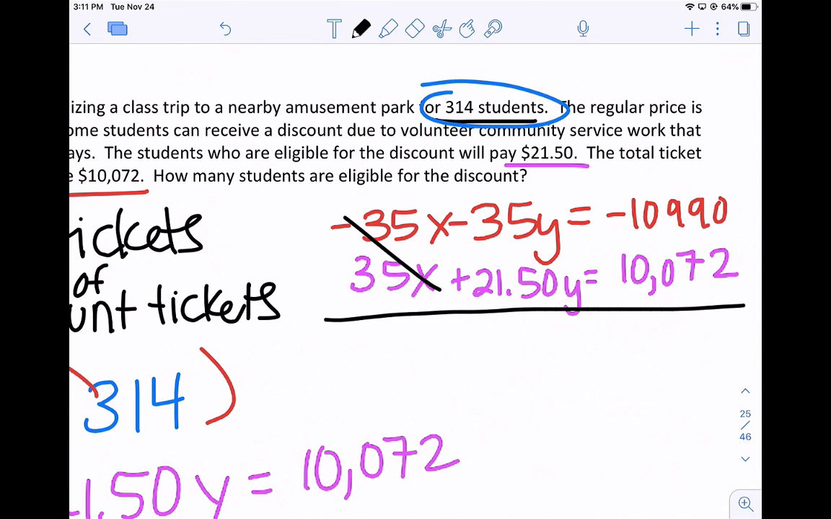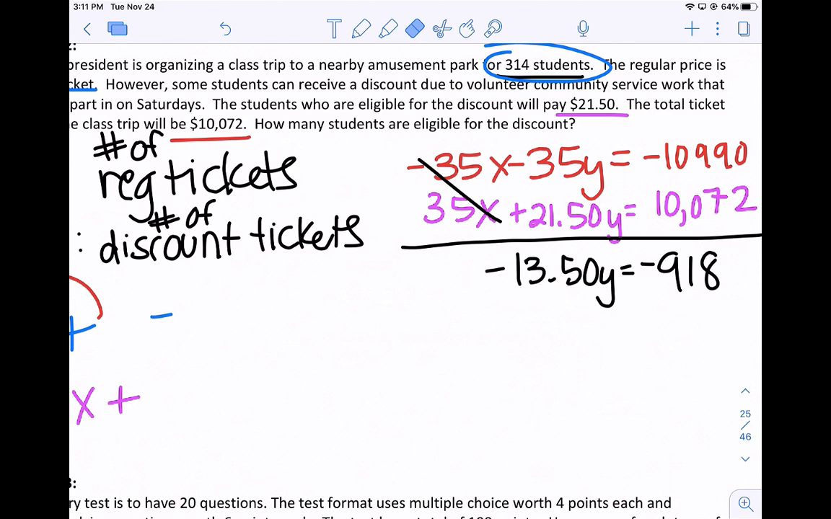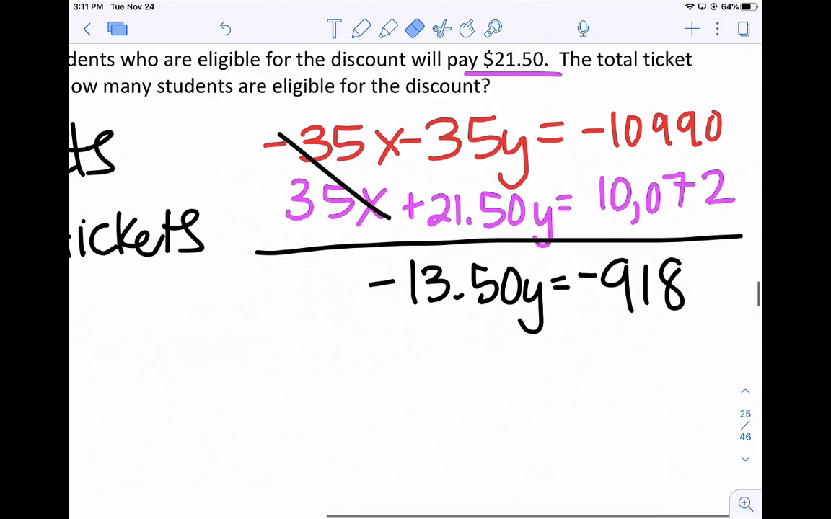Let's put together Y. So I have negative 35 plus 2150 is negative 1350. And negative 10,990 plus 10,072 equals negative 918. Oh, and I forgot my Y here. Okay, so I had negative 1350Y. Okay, let me give myself a little more space here. Erase this. Okay, so now, how do we get rid of the negative 1350?